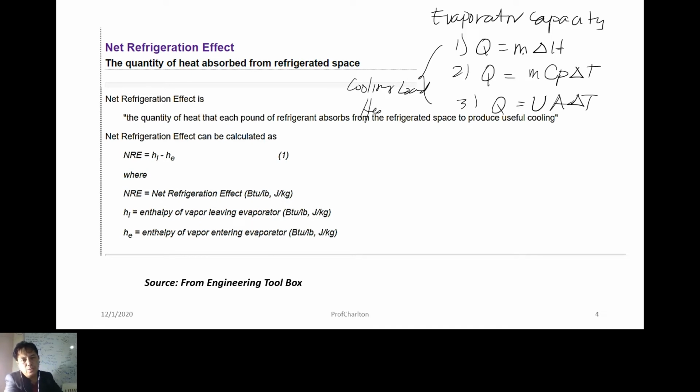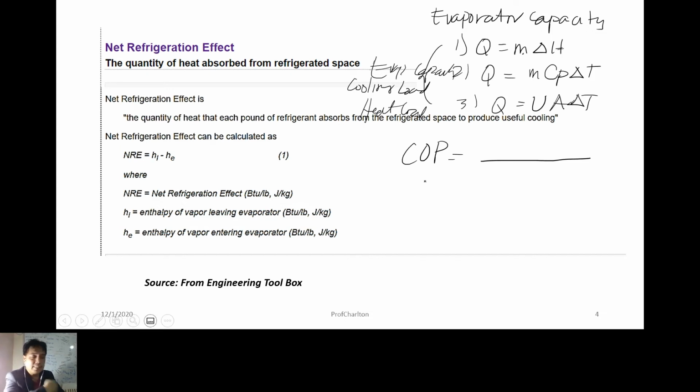Pwede rin heat load, product load. So, yun yung mga inaalam natin. So, evaporator capacity, in terms of kilowatts. Now, another thing that we have to consider is this. Now, we can solve the COP.